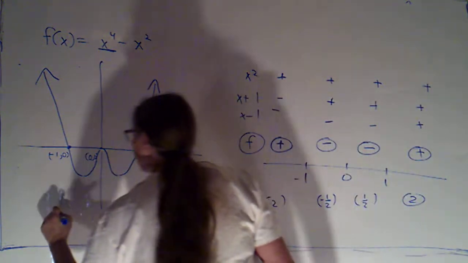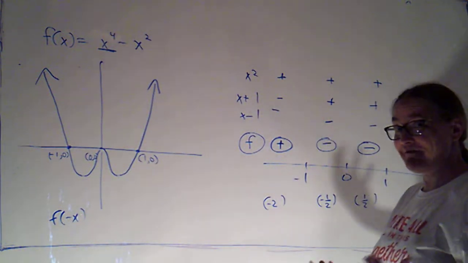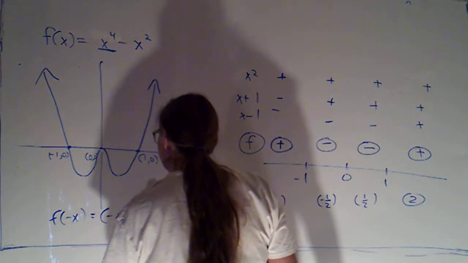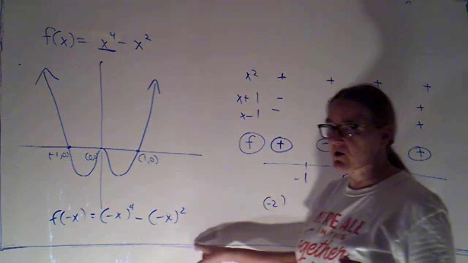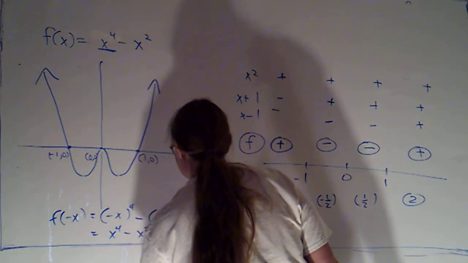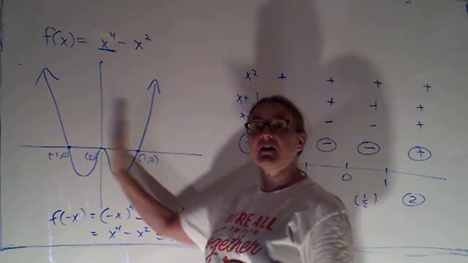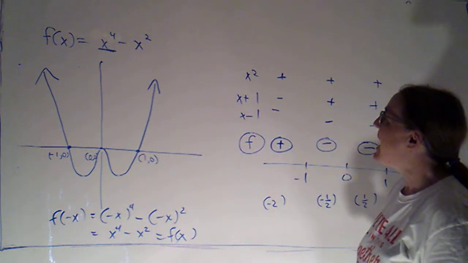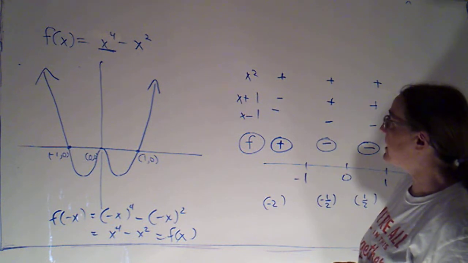Let's double check. If I were to plug in the opposite of x, because remember that's how I test for whether a function is even or odd, this would become the opposite of x to the 4th minus the opposite of x squared, but those even powers just kill off those negative signs. So that's x to the 4th minus x squared. That's the same as f of x. So this should be symmetric about the y-axis. Kind of neat to see that. Okay. All right. So there we've got another graph.